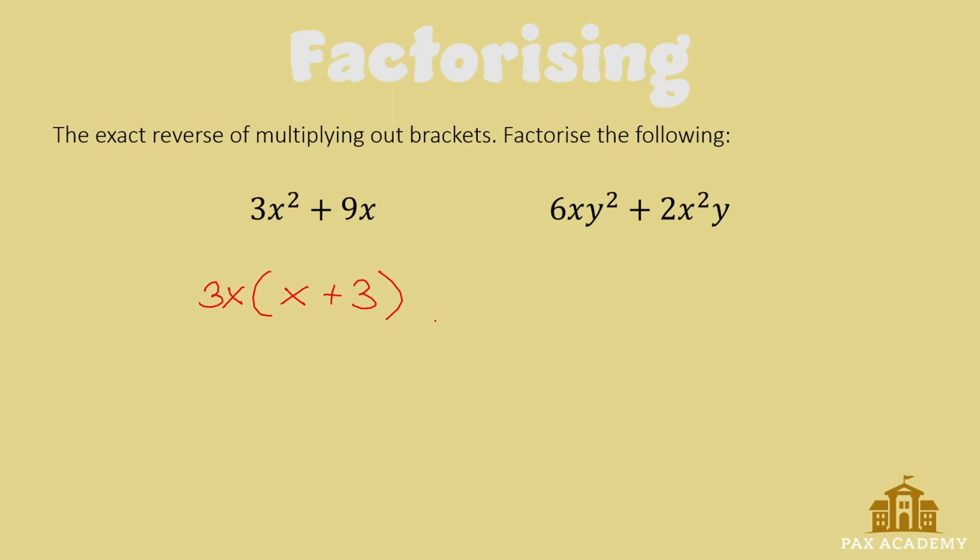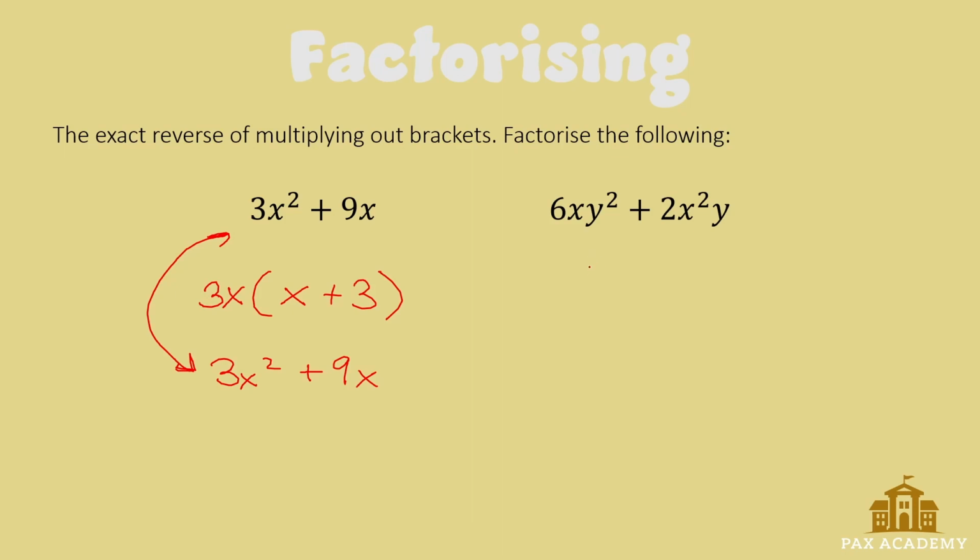Now to check if this is right, we can do the opposite, okay? So this is what I was talking about before. We can multiply out this bracket to go back to the original expression we have. So 3x times x, so x times x is x squared, so 3x squared, and then 3x times 3 is plus 9x, okay? So as you can see, we get the same result, which means that we're correct. Let's look at the second expression.